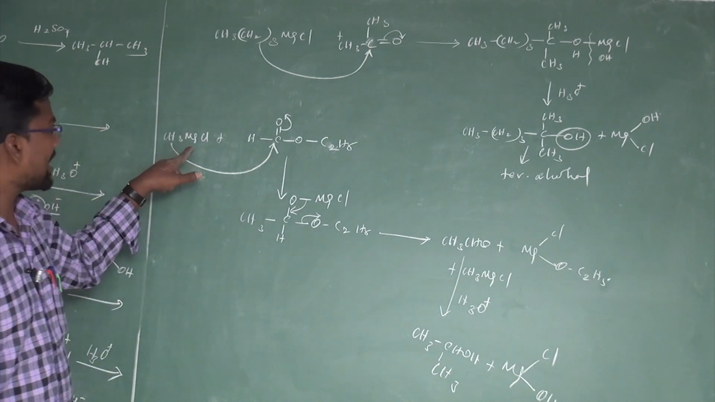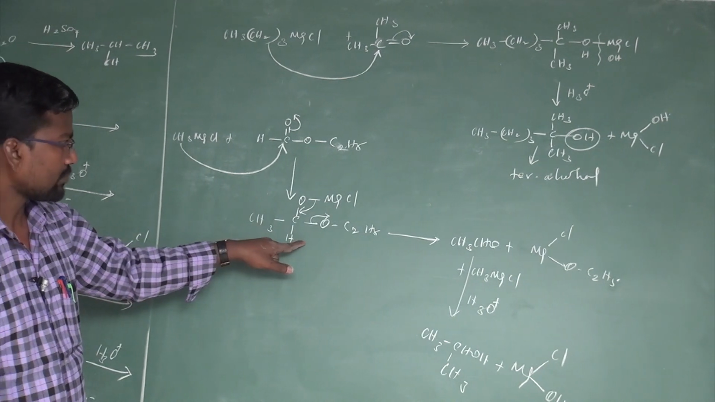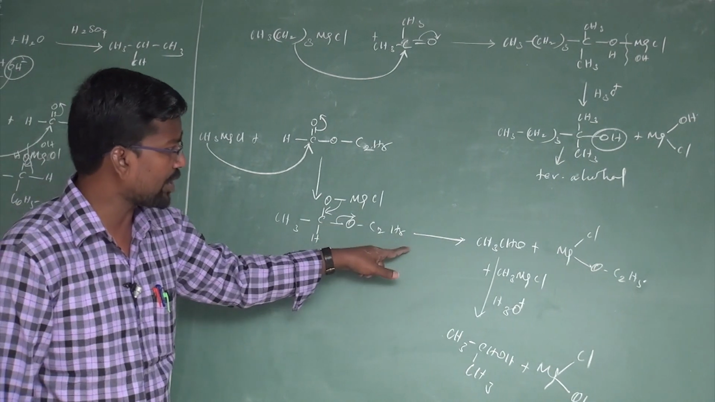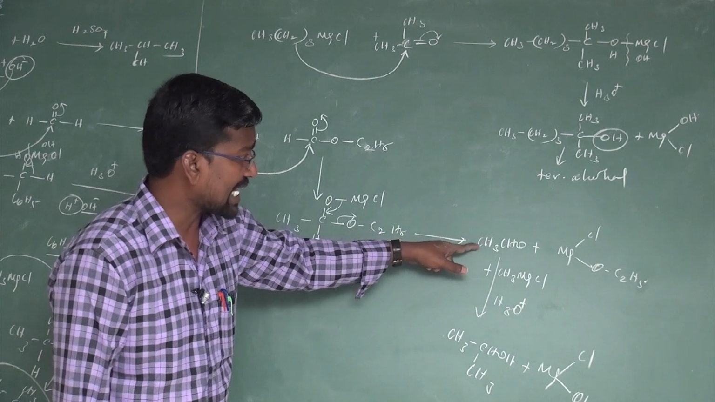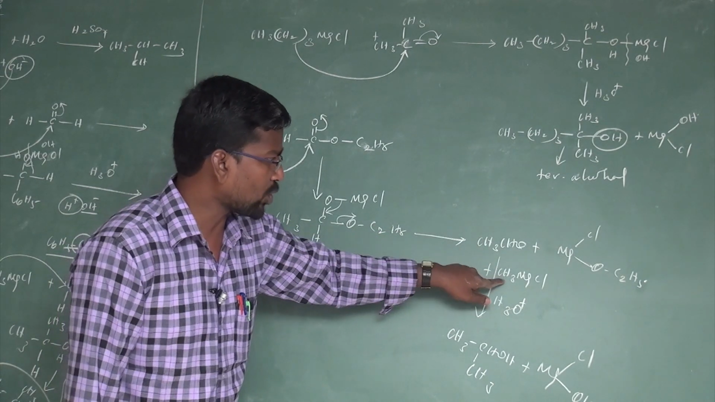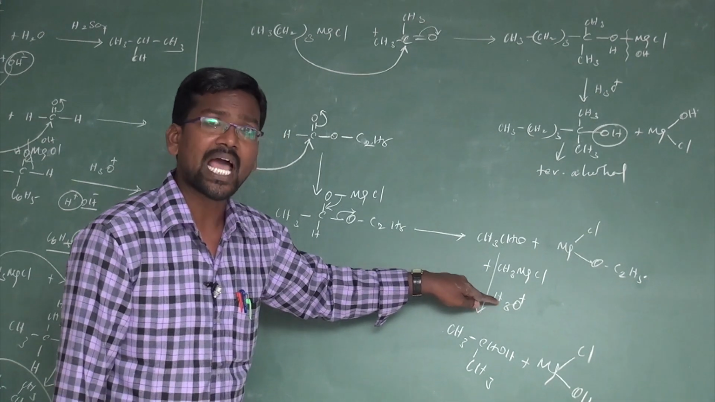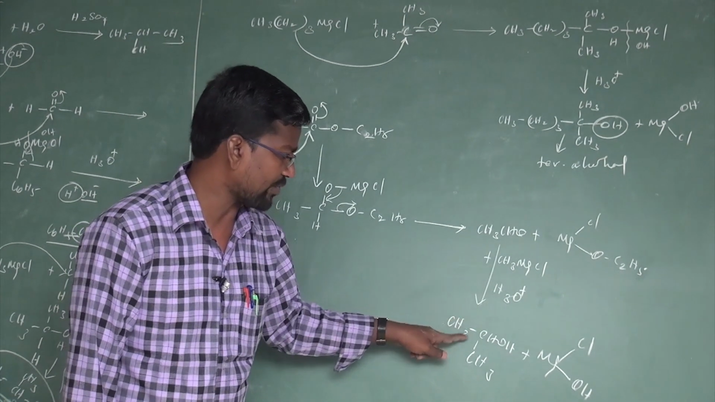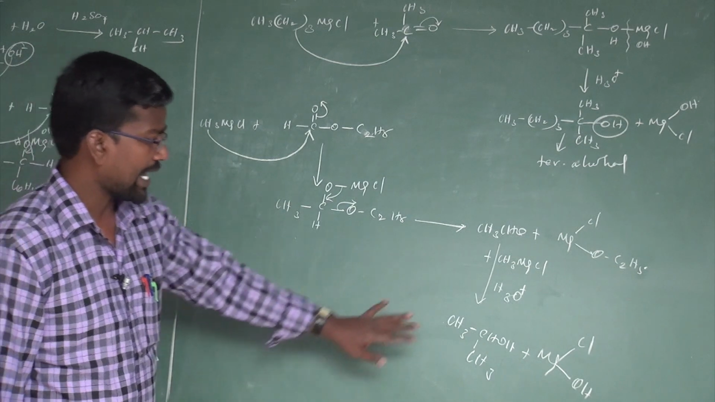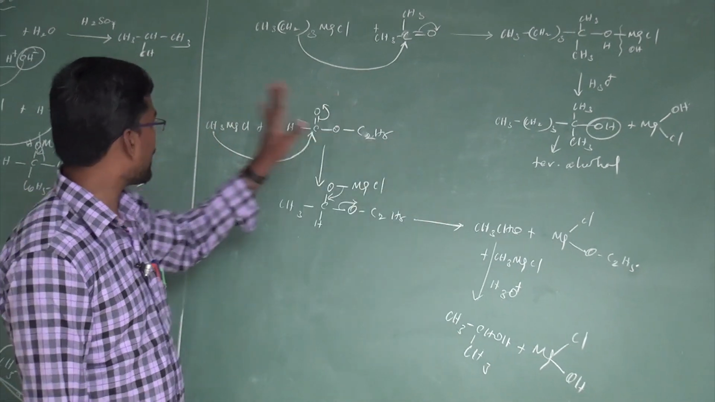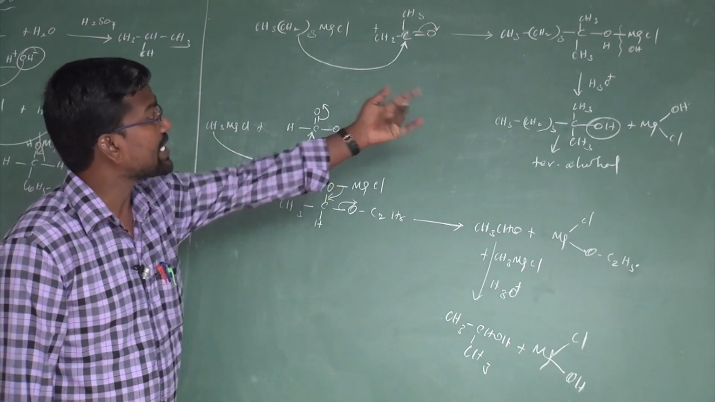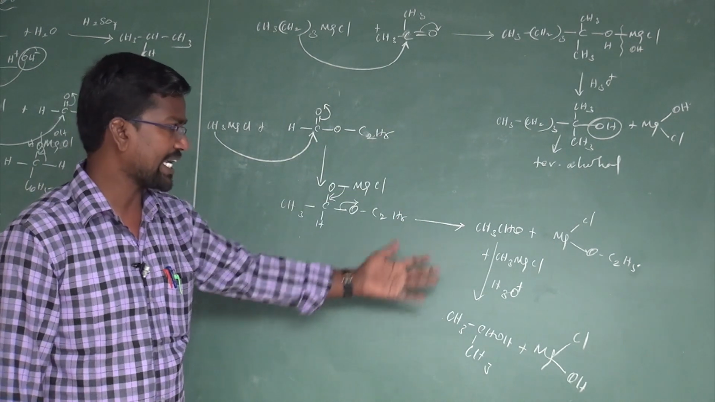So the ester reacts with the Grignard reagent to form an adduct. The adduct decomposes in ether medium to form acetaldehyde. Acetaldehyde further reacts with another 1 mole of Grignard reagent to give an adduct, followed by acid hydrolysis to form isopropyl alcohol. Isopropyl alcohol is a secondary alcohol. So primary alcohol, secondary alcohol and tertiary alcohol can be prepared from the Grignard reagent.